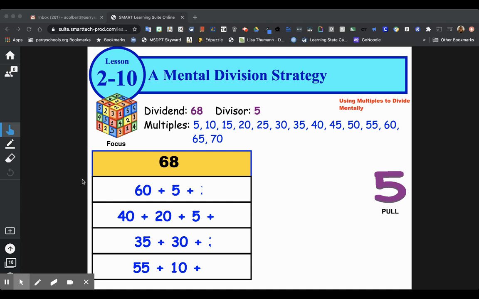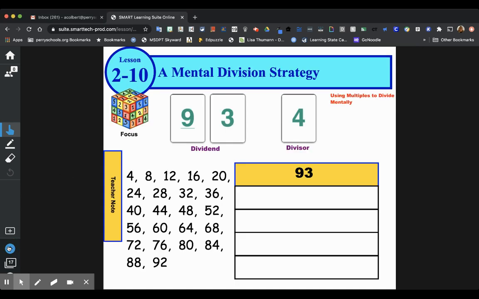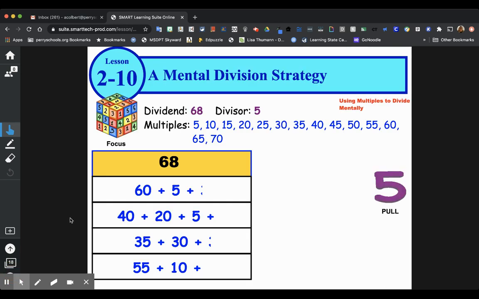Okay, welcome back to lesson 210. You previously left off with coming up with other names for creating multiples, or other names to create 93 using the multiples of 4. Let's move on to another one.